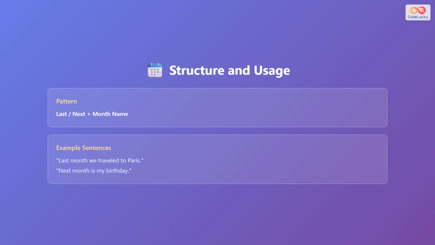The pattern is very simple. You say last or next followed by the month name. For example, last month was November or next month is January. These phrases help us talk about time in a clear and easy way.